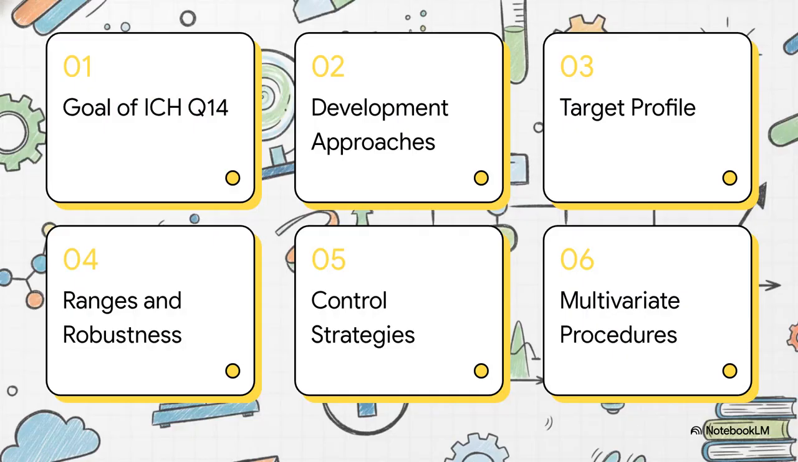Here's a quick look at our agenda for today. We'll be hitting the goal of ICH Q14, minimal versus enhanced approaches, the analytical target profile, parameter ranges and robustness, control strategies and changes, and finally, multivariate analytical procedures.